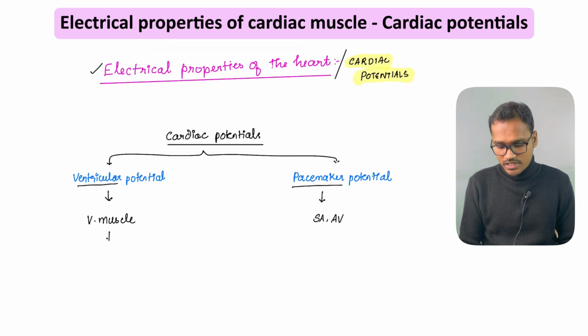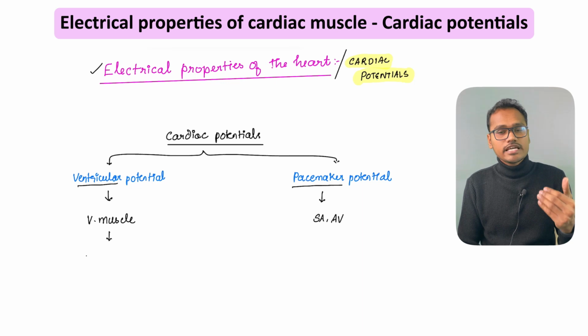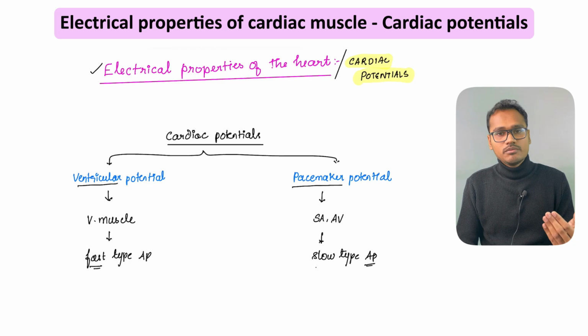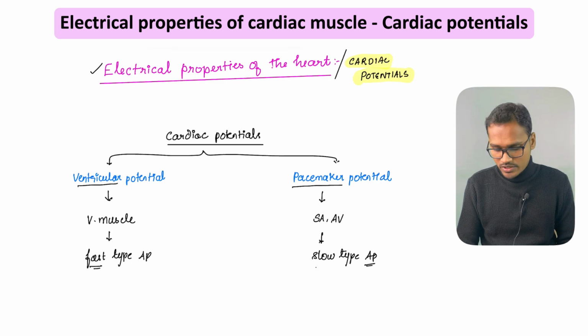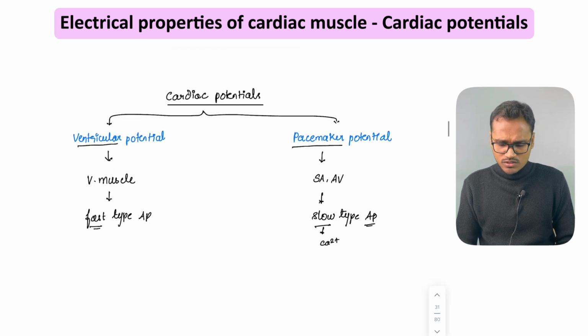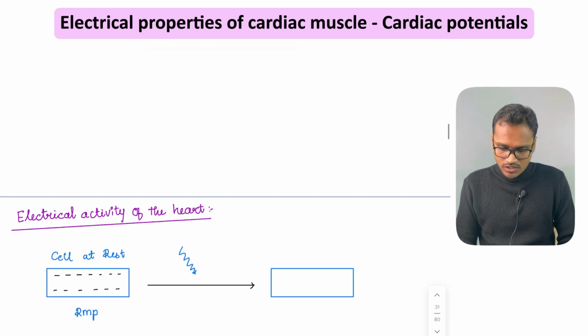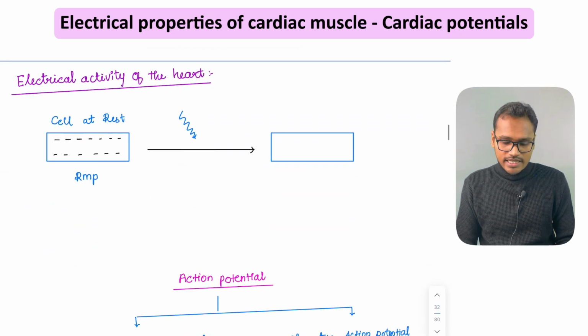This action potential in the ventricular muscle is also called the fast type action potential. Why? Because here the fast sodium channels are going to get involved. The pacemaker potential is also called the slow type action potential. Why? Because here the slow acting calcium channels are going to come into action, which we'll discuss in detail. So these are the two differentiating potentials which we get in the cardiac tissue. So a brief basic about the electrical activity of the heart.